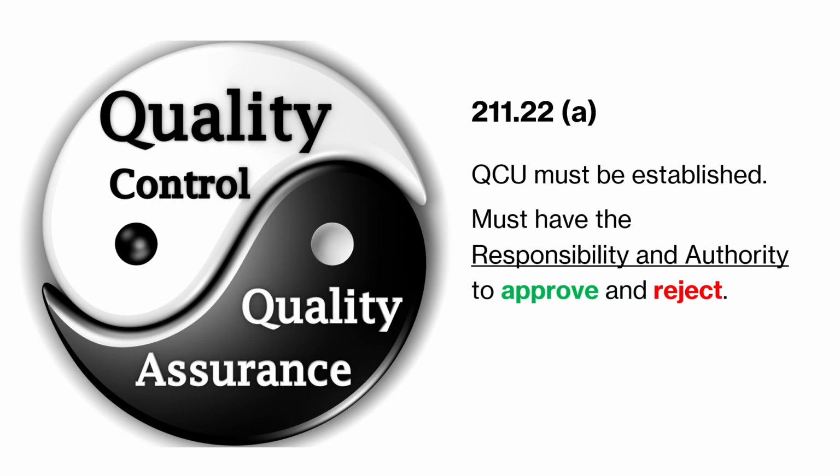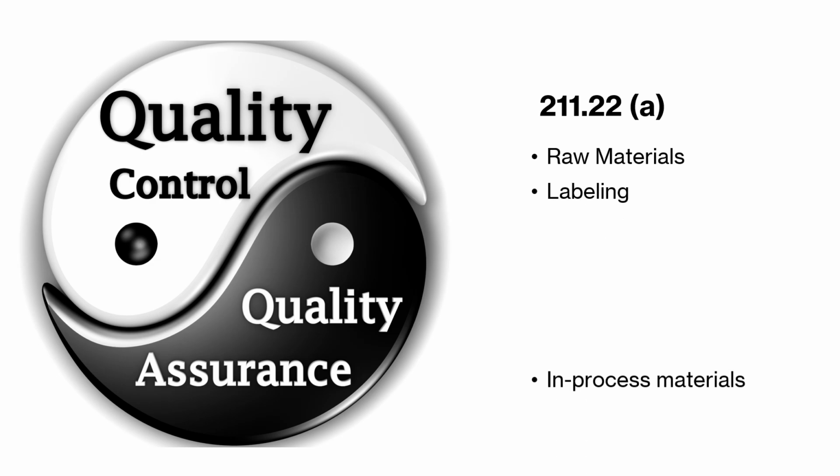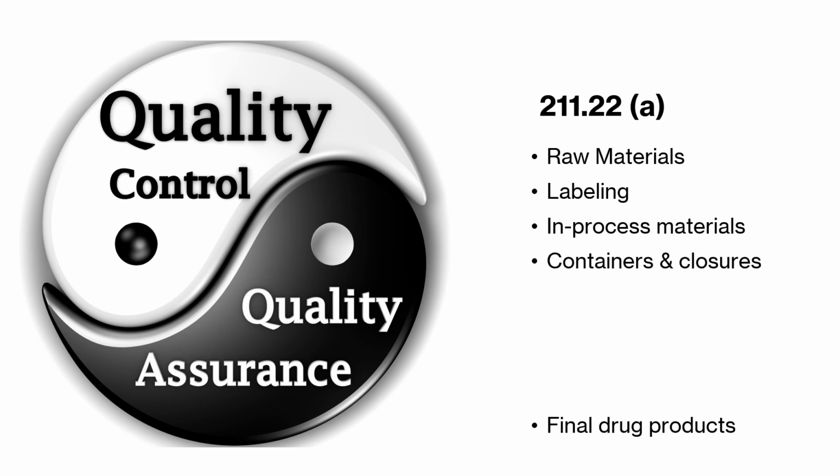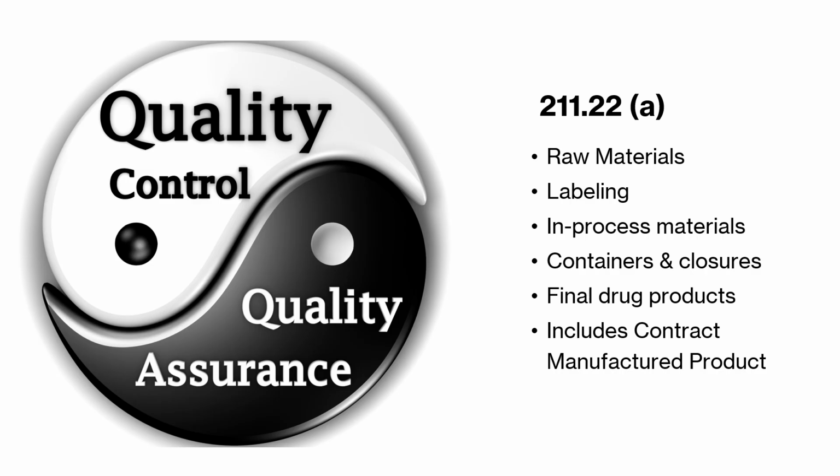The quality unit's authority doesn't stop at final product. It covers raw materials, labeling, in-process materials, and contract manufactured product. FDA often cites companies where quality oversight exists on paper, but not in practice, especially when responsibilities are fragmented or assumed to belong to someone else.